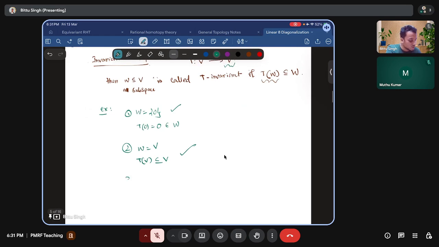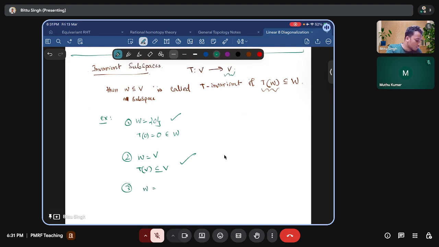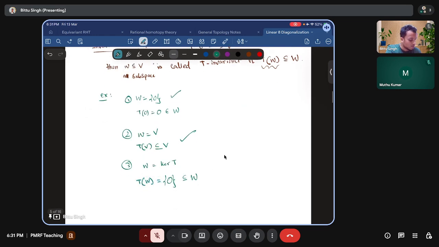Now, what are some non-trivial examples? Another trivial kind of example is to choose W equal to kernel T. Then if we apply T on elements of W, that will give me 0, because by definition T applied on x will be 0 if x belongs to the kernel of T. So T of W is the singleton set 0, which is contained in W, because 0 belongs to every subspace. So this is also an example.